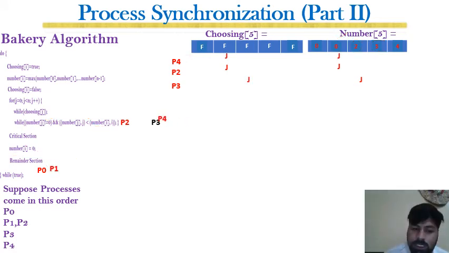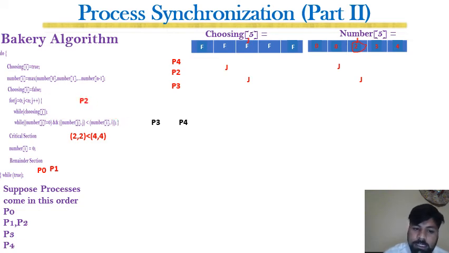P1 is now in the remainder section, P4 proceeds and P4 also increases its indices, and now they are at indices 2. But once P4 moves ahead and evaluates the conditions, number at J should not be 0. So number at J is not 0, and the first part of the condition is true. For the second part, number at J comma J should be less than number at I comma I. So 2 should be less than 4 and 4. This part is also true. If both parts of the condition are true, it means that P4 will have to be blocked or will fall in a trap and a busy wait state. And now P2 will have to proceed.